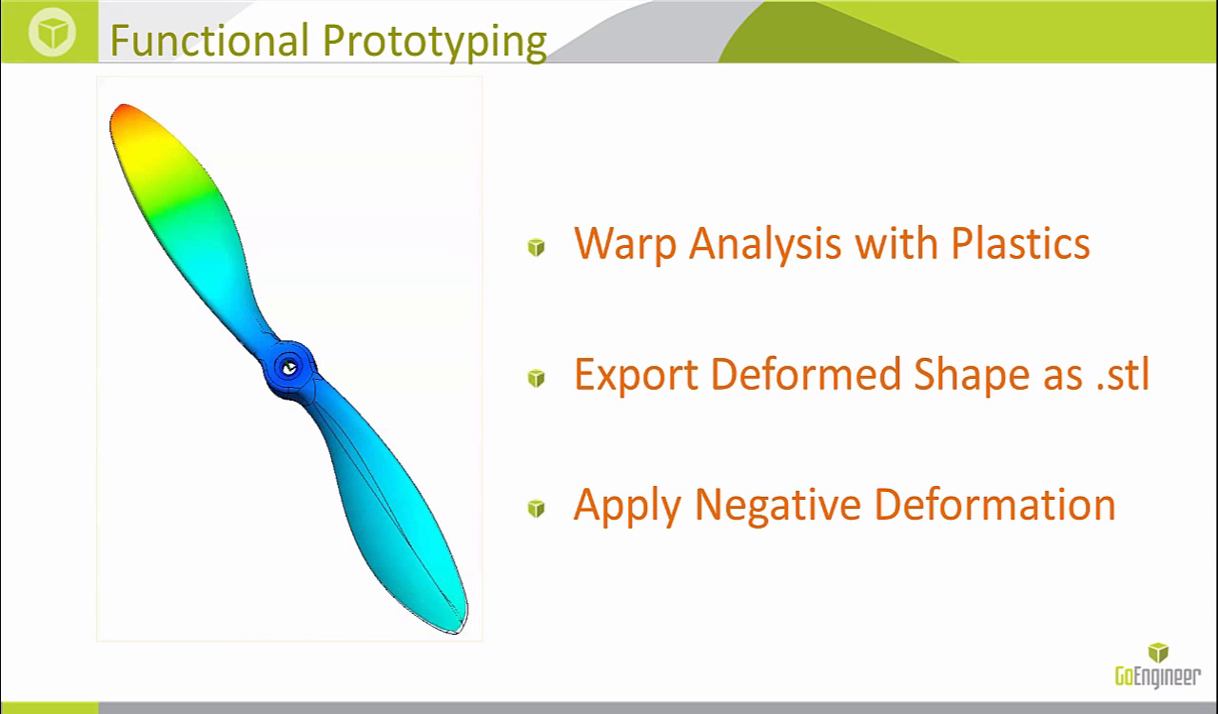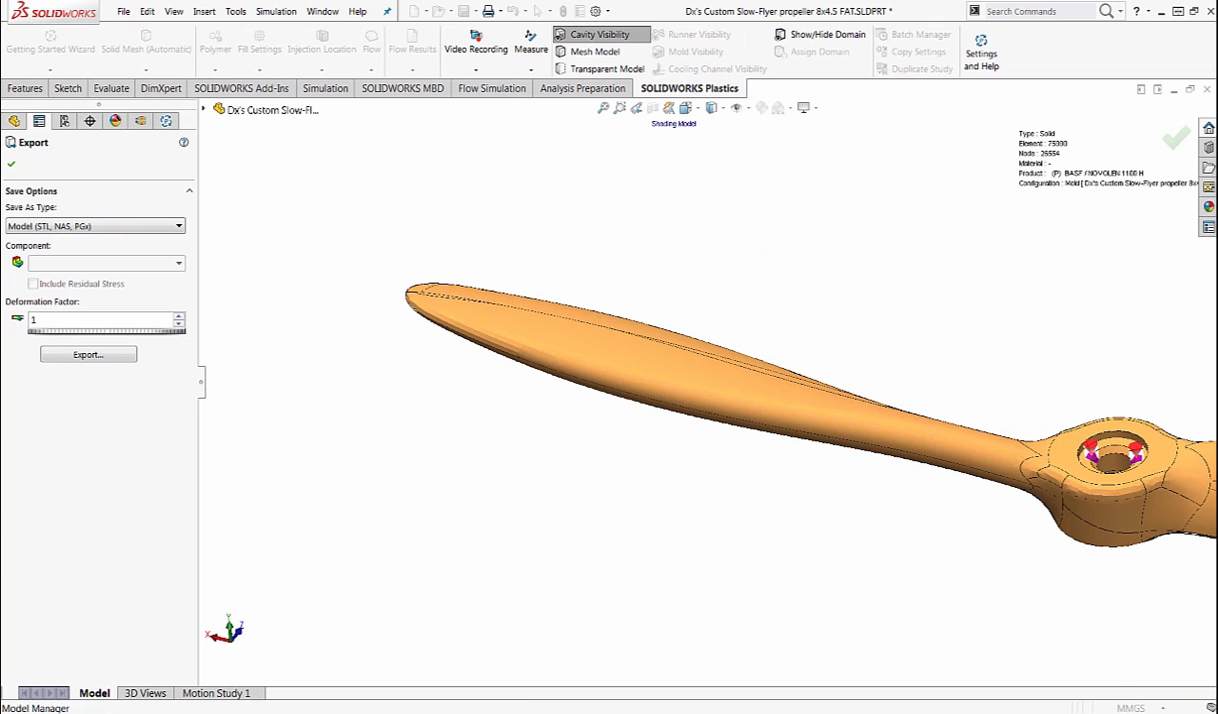Another huge benefit is the ability to apply a negative deformation factor. So let's think about this just for a minute. If you have an original shape and you see how it warps out of shape, in SolidWorks you can now apply a negative warpage, a negative deformation value, so that whatever warpage you have, it's taking the negative of that, so that once you create the mold and injection mold this part, it warps back into shape.